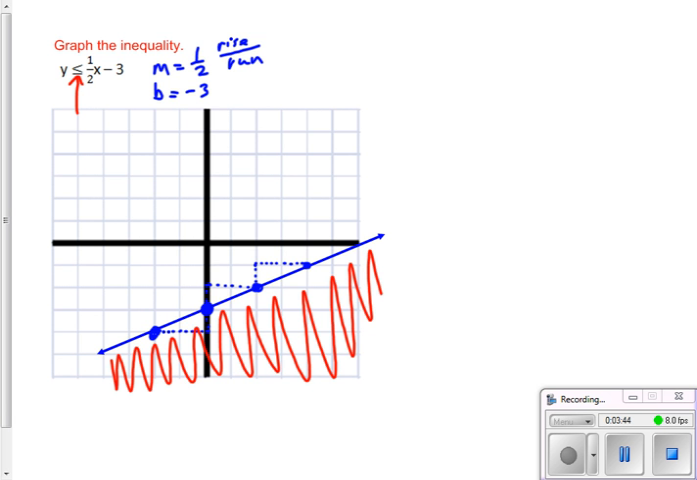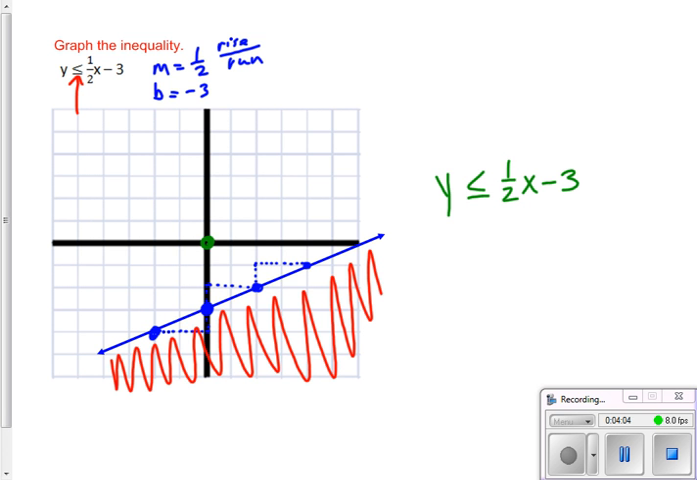You can also use a test point. I'll show you test point here on maybe the next example. Actually, I can just show you real quick on this one. So here's your equation. y is greater than or equal to 1/2 x minus 3. Pick a point anywhere on your graph that the line does not cross.